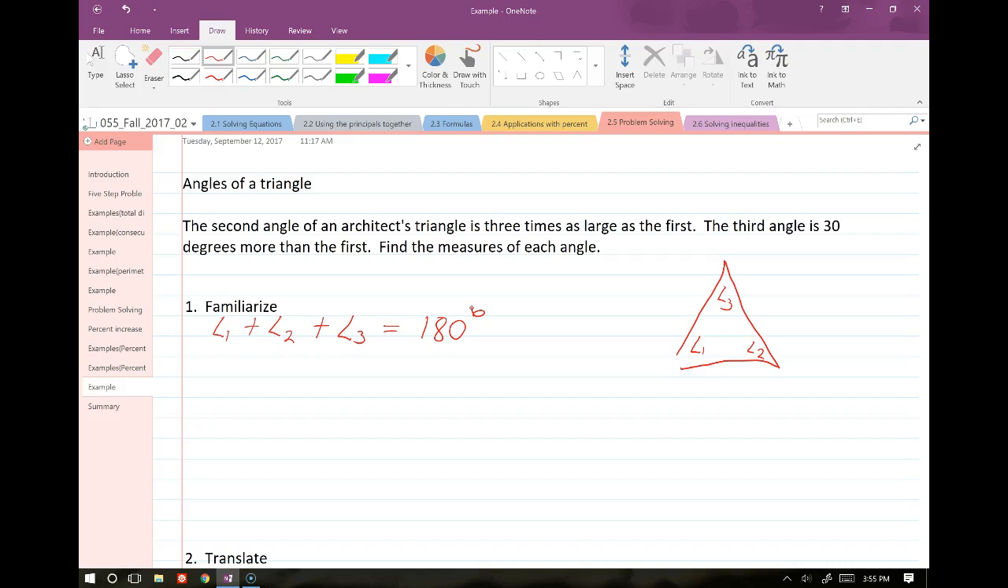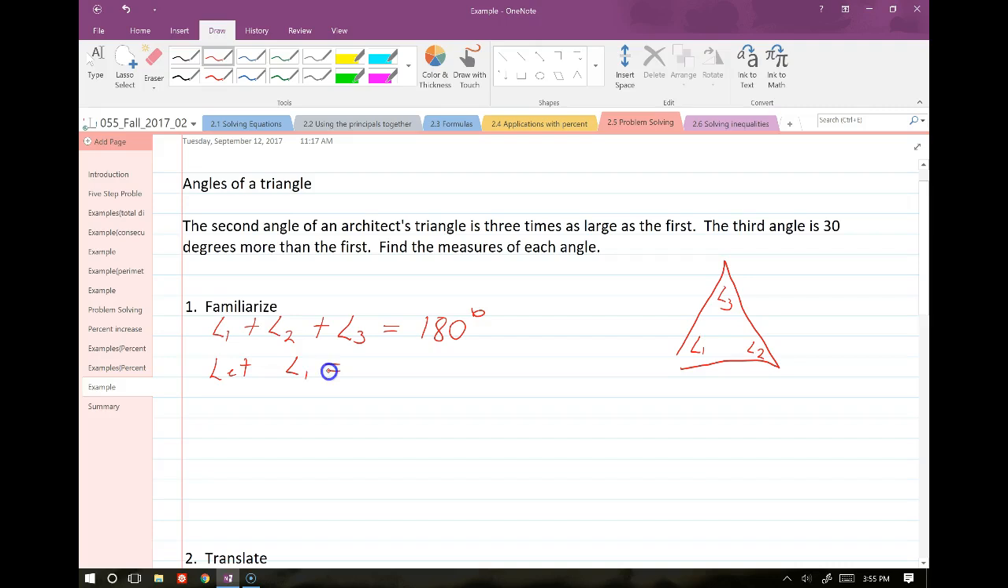So let's relate the angles, right? Well, first, let's go ahead and, okay, so let's say let angle 1 equal x.